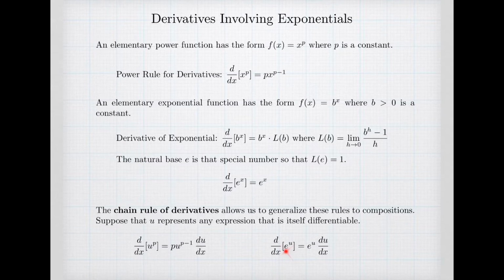Alternatively, for an exponential, if I have e to a power of a formula, where the formula is not just a variable, I get, remember, the derivative of e to the x is itself, so the derivative of e to the u is itself times the derivative of what was in the exponent.